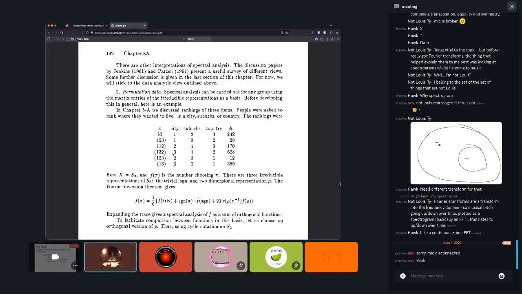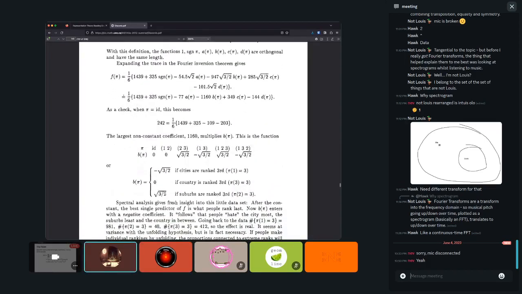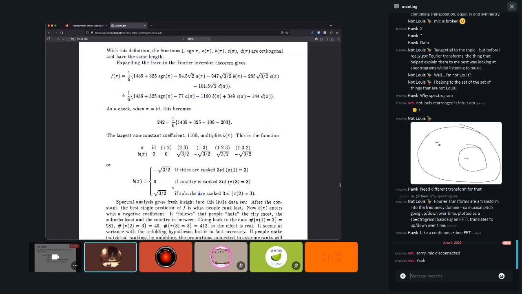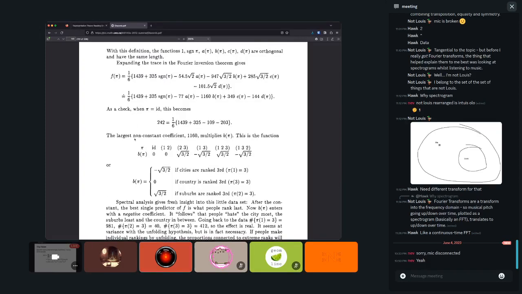Versus if the suburbs are ranked third, then this really big contribution reduces it. So the variation from permutation to permutation, the big piece of it is whether you're ranking the cities or the suburbs third. Does that make sense? Yeah, that's a lot clearer. So it's this particular class of permutation, I guess. Whether or not you're ranking suburbs or cities first, that matters the most.